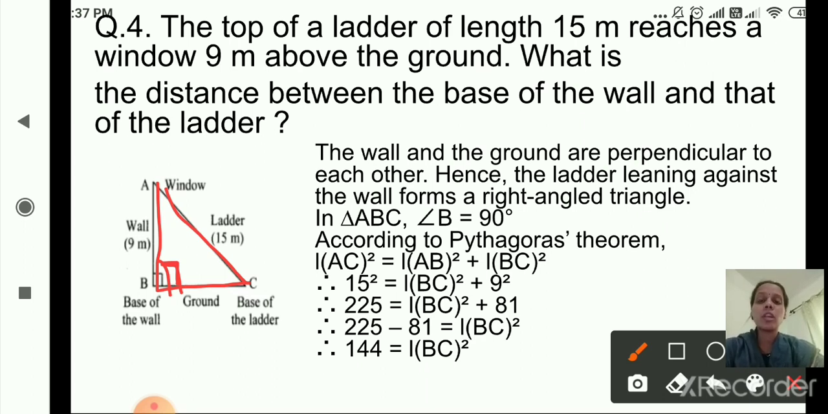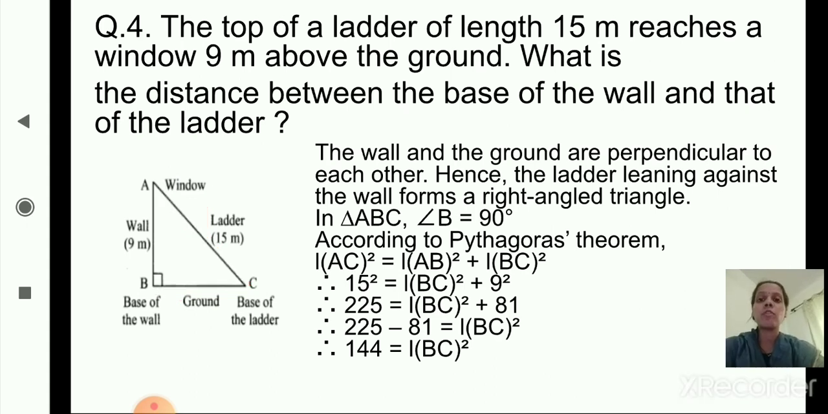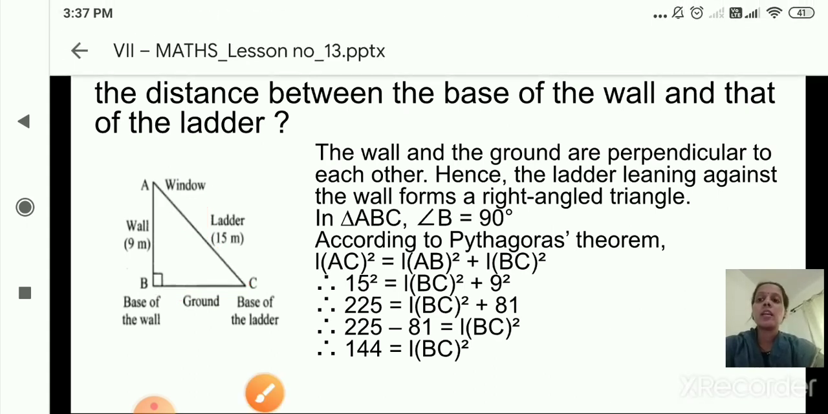So which is the hypotenuse here? If angle B is 90 degrees, then which is the hypotenuse? Yes, side AC is the hypotenuse. So angle B is equal to 90 degrees, hence side AC is the hypotenuse. Now according to Pythagoras theorem, we'll write down the formula, that is AC square.